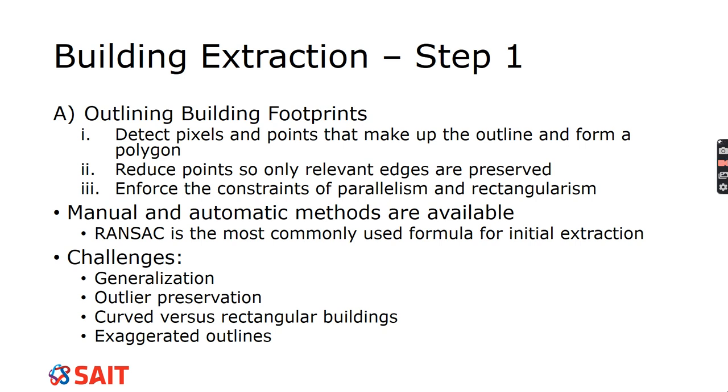Our challenges, as I've been talking about: generalization, what points do I need to use along the edge of the building? Outlier preservation, do we keep certain points that seem to be a part of the building but don't really follow the shape of the building? If you don't have any field validation, then how do you decide on that? Next thing is curved versus rectangular buildings. Well, that's a big deal, right? Trying to figure that out. And then exaggerated outlines as well. Because we have multiple returns on some of the edges, do the edges actually become bigger than what they really are?